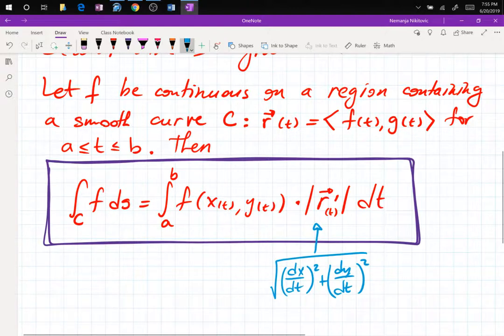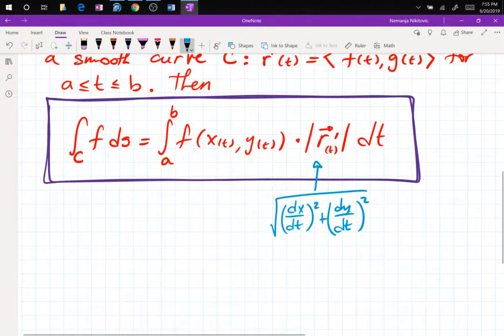Now the book gives you a 1, 2, 3 procedure. Number 1, do the parametrization. Number 2, calculate the r prime, the square root. And then number 3, plug everything in and calculate. So I can write it here in orange. Procedure.